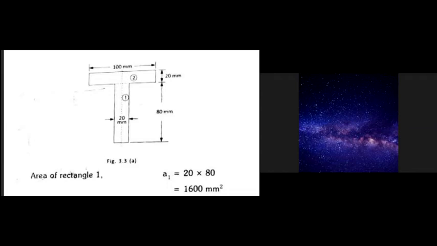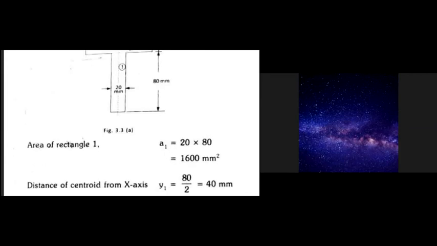Let us first find the area of part A, that is rectangle 1. The dimensions of rectangle 1 are 20 mm cross 80 mm. Let A1 be the area of rectangle 1. A1 equals 20 into 80, all dimensions in mm, that is 1600 mm square.